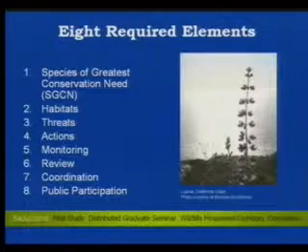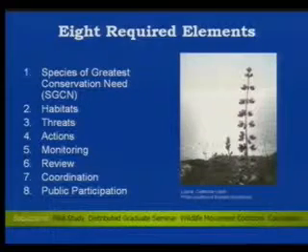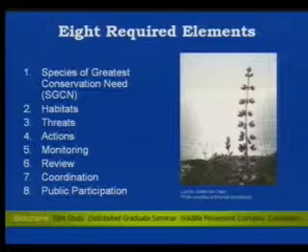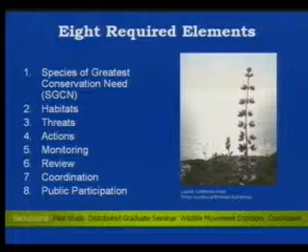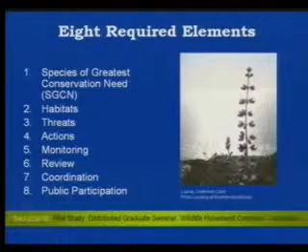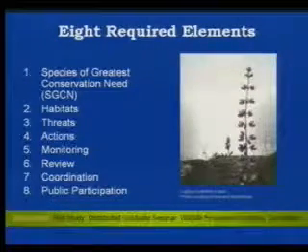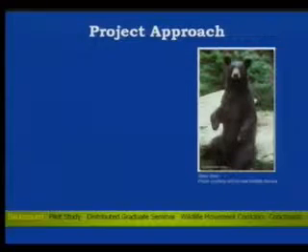The remaining elements include a description of all habitats within state boundaries, threats to species of greatest conservation need and/or their habitats, a description of actions to conserve species and habitats, detailed monitoring plans, a description of the procedure to review the plan at an interval not to exceed 10 years, plans for coordinating with other federal, state, and local agencies, and how the state plans to engage its public in wildlife conservation. So how do we go about this? First, we read all of the state wildlife action plans in an attempt to answer questions about plan development, and then we researched further into plan implementation.